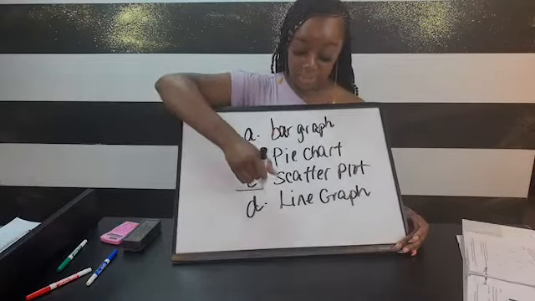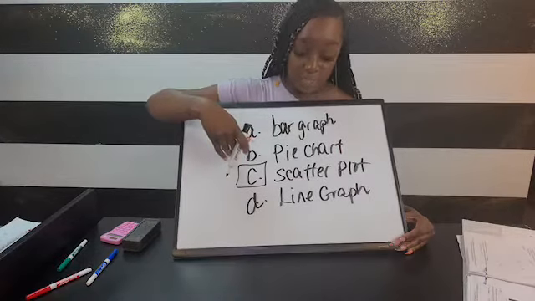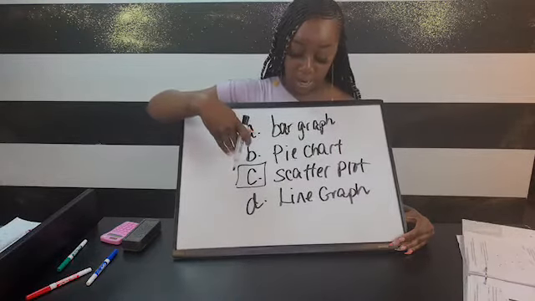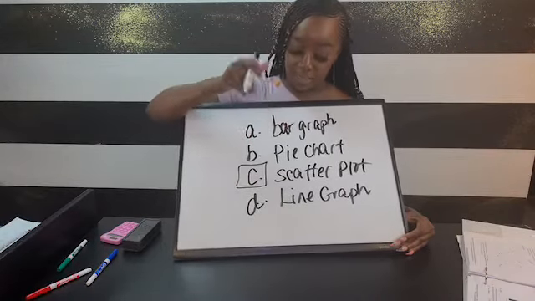Line graphs are good when we're tracking changes over time, and that's always going to be a keyword. So anytime they ask you a scenario and it's talking about changes over time, that's a line graph. Anytime they're asking about the relationship between two different things, that's going to be a scatter plot. Anytime they're talking about percentages or proportional relationships, that's going to be our pie chart. And anytime they're comparing different variables, that's going to be a bar graph, okay?